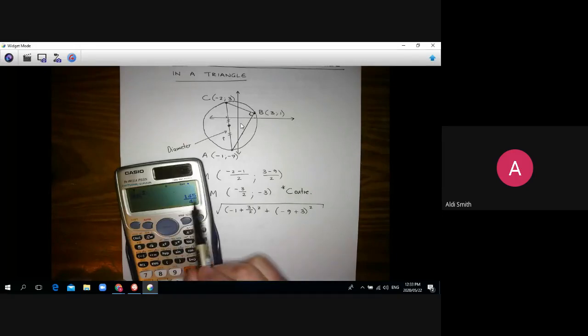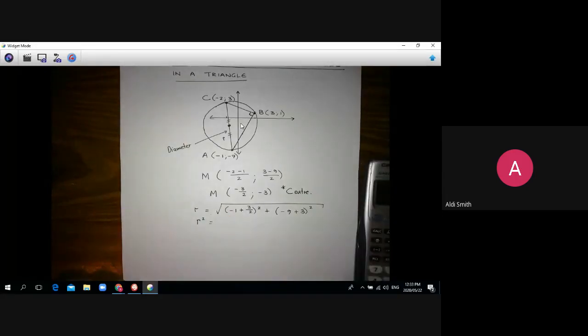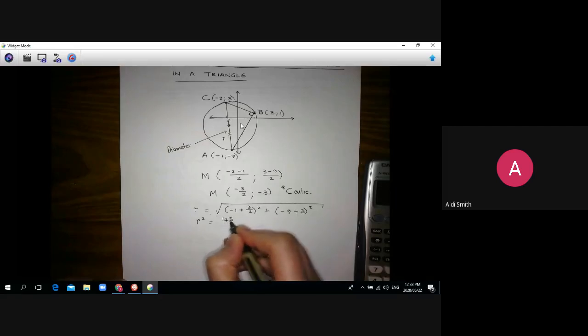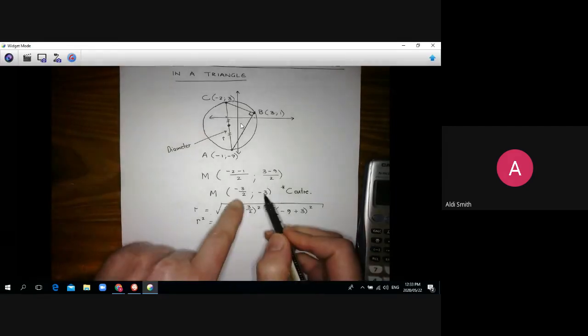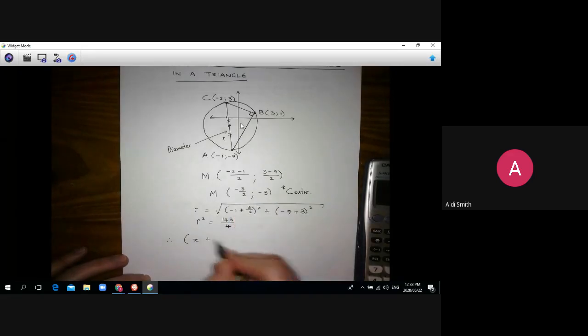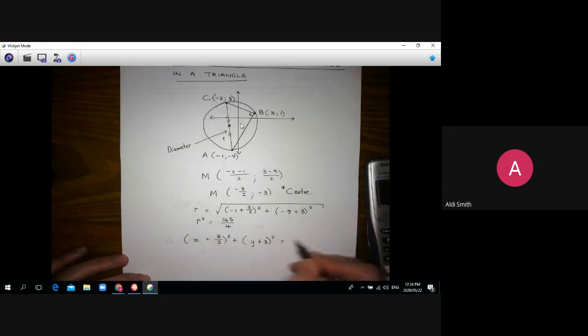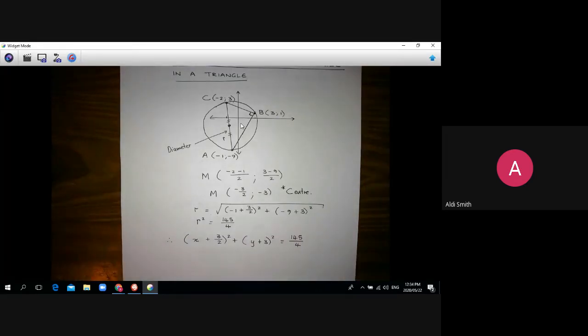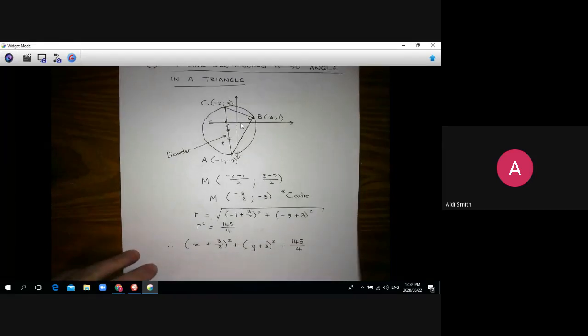So that's going to be 145 over 4. And then I've got the center of the circle, I've got the radius squared of the circle. So therefore the equation of that circle is x minus minus 3 over 2, so x plus 3 over 2 squared, plus y minus minus 3, so y plus 3 squared, is then equal to that radius squared, which is 145 over 4. Everybody got that? Not too bad. But then again, you need that information that the diameter subtends a 90-degree angle on a triangle. If you don't have that information, you're stuck again.